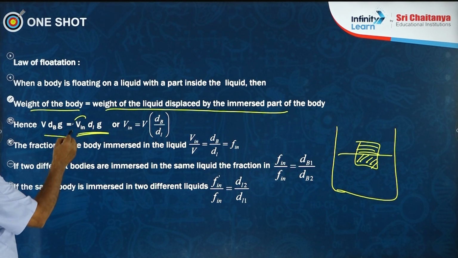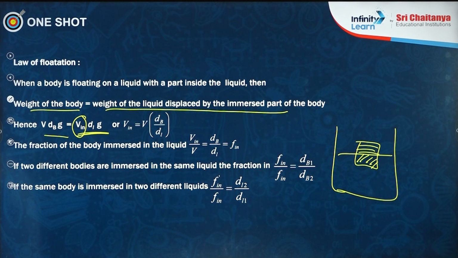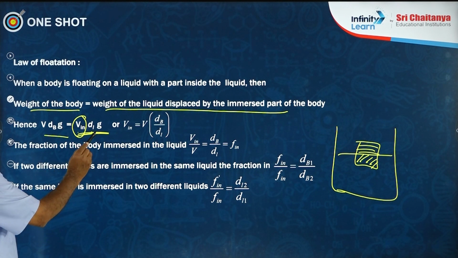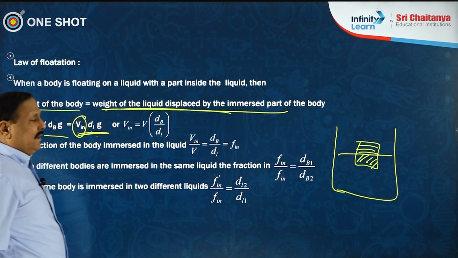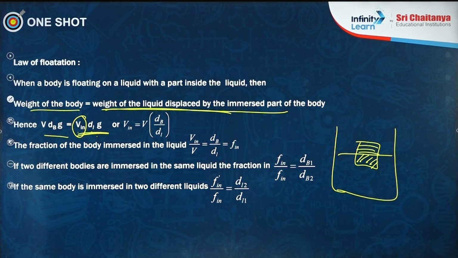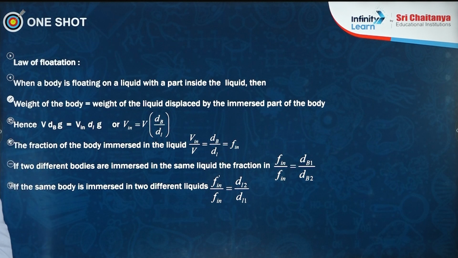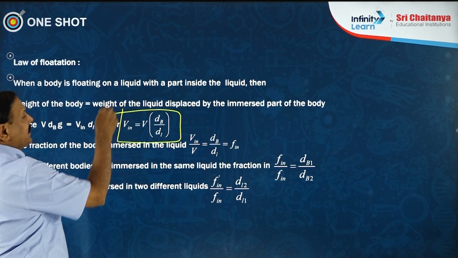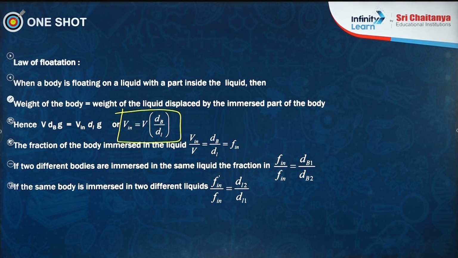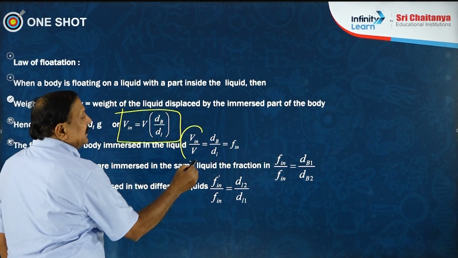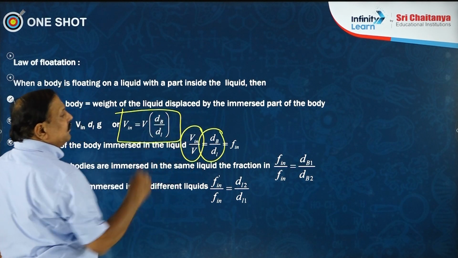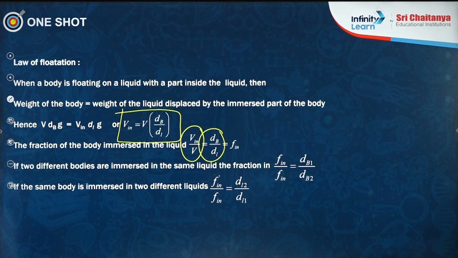In this upthrust, we have to write the volume of the body inside the liquid, because only a part is inside the liquid. So volume of the body inside the liquid into density of the liquid into g is equal to the weight of the liquid displaced, or upthrust. Rearranging this formula, we get volume of the body inside the liquid as v into db by dl. And if you write V in by V, that is db by dl, we can call it the fraction of the body inside the liquid.